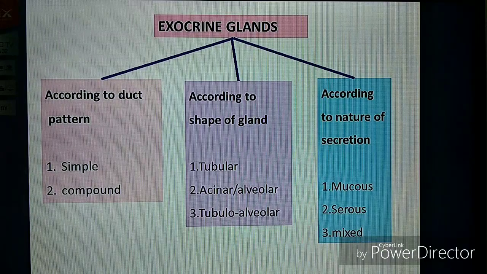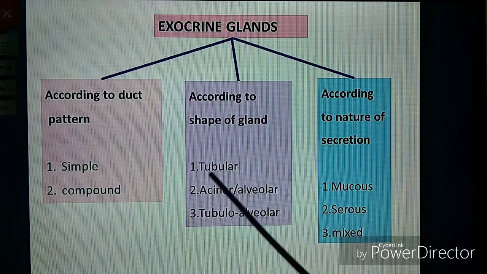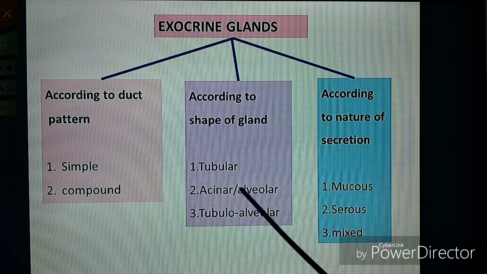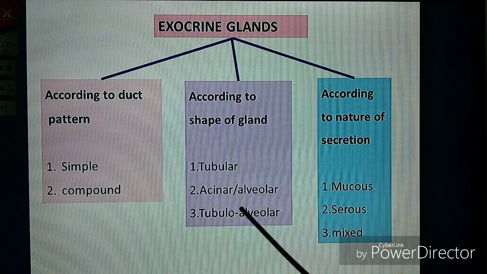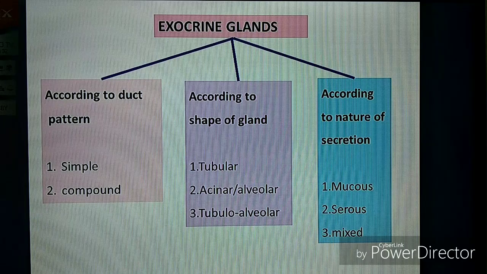Again, the exocrine glands we can classify based on different facts. For example, according to the duct pattern, we can classify the exocrine glands into simple and compound glands. According to the shape of the glandular tissue or the secretory portion, we can classify the exocrine glands into tubular glands, acinar, also called alveolar glands, and a third variety, tubulo-alveolar. According to the nature of secretion, what actually is secreted from the glands, we can classify into mucus glands, serous glands and mixed glands.